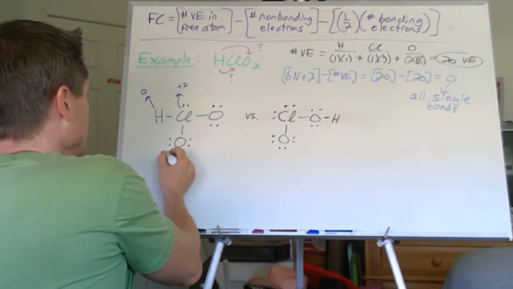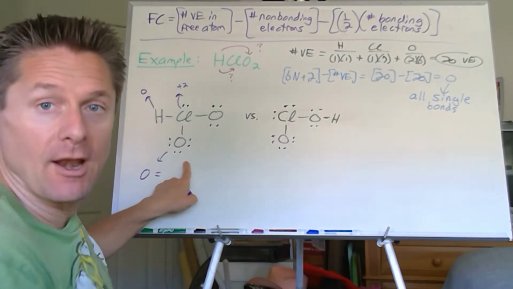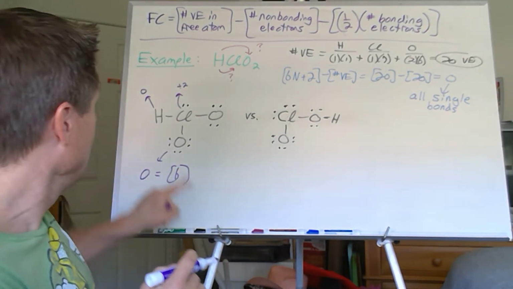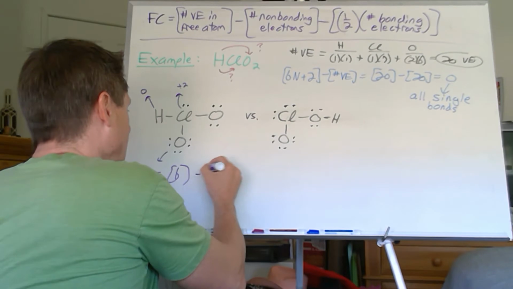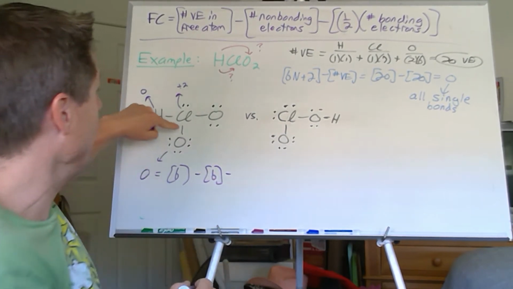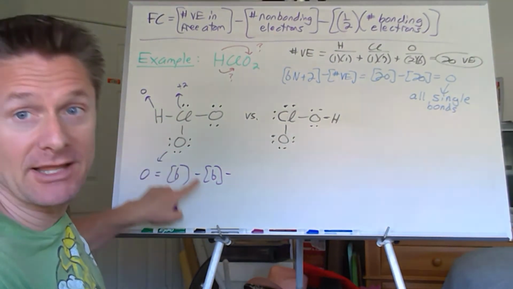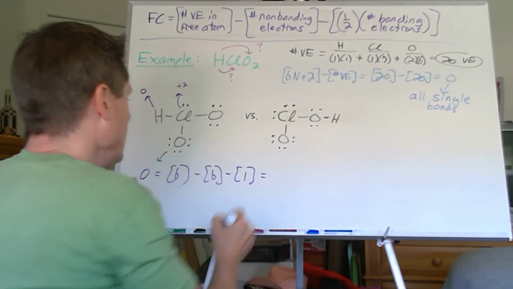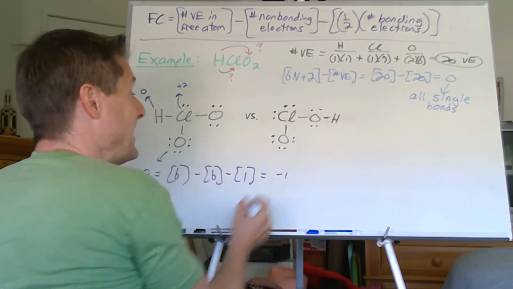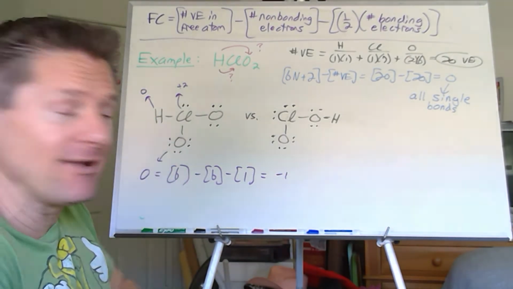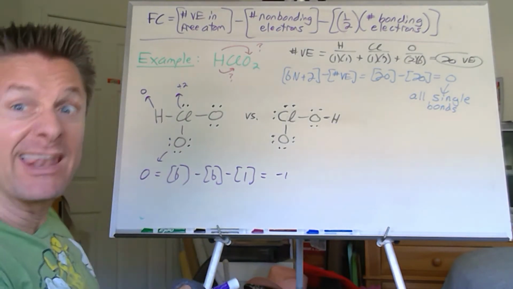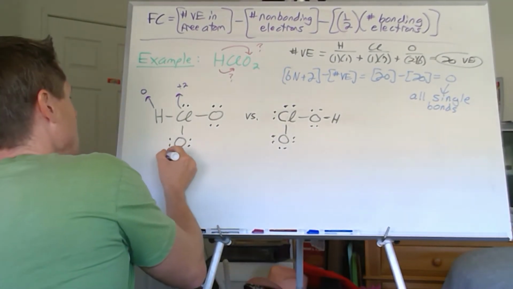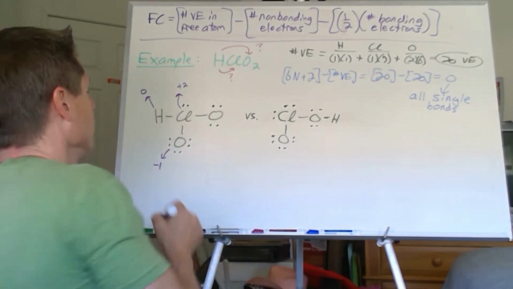Let's do this oxygen here. Oxygen has 6 valence electrons in its free state. It has 2, 4, 6 non-bonding electrons, so let's subtract those 6. And then it has 2 bonding electrons times 1/2 is 1. So 6 minus 6 is 0, minus 1 is -1. So that oxygen has a -1 formal charge. It's got 1 bond less than it would like. So that's going to be a -1.